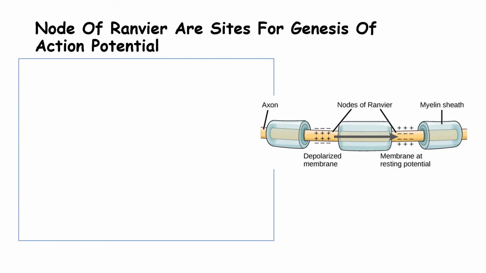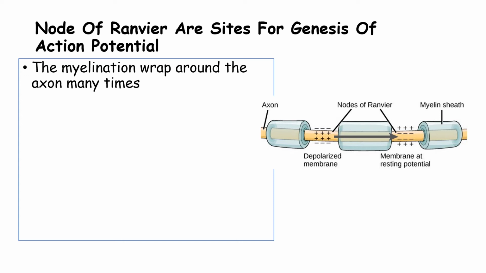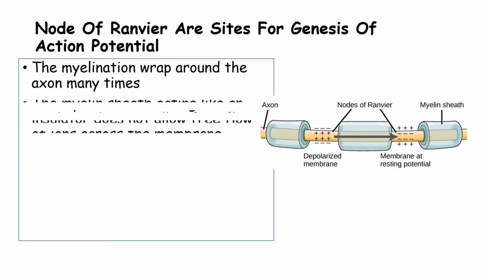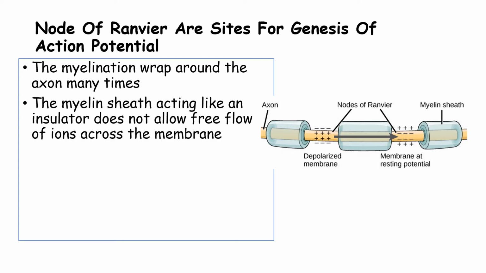Hence, we can conclude on this point that the nodes of Ranvier are the site for the genesis of action potential in a myelinated nerve fiber, because the myelin that is wrapped around the axon many a times acts as an insulator and does not allow for the free flow of ions across the membrane.